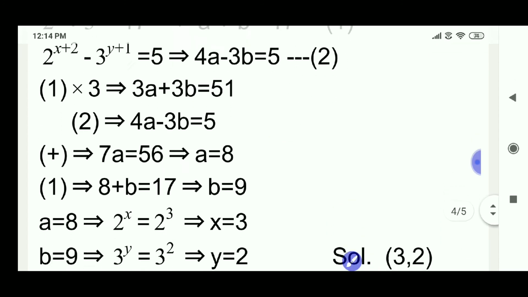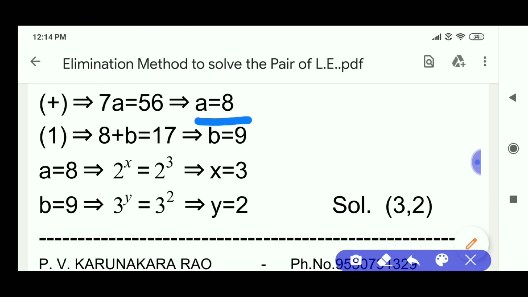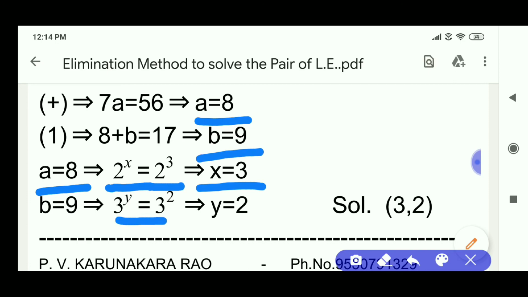By elimination method, we solve it and we get the value a as 8. A is equal to 8. A means 2 power x is equal to 8, which is 2 cube. So x is equal to 3. And b is 9. B means 3 power y. 9 is 3 square. So y is equal to 2. So the solution is 3 comma 2.